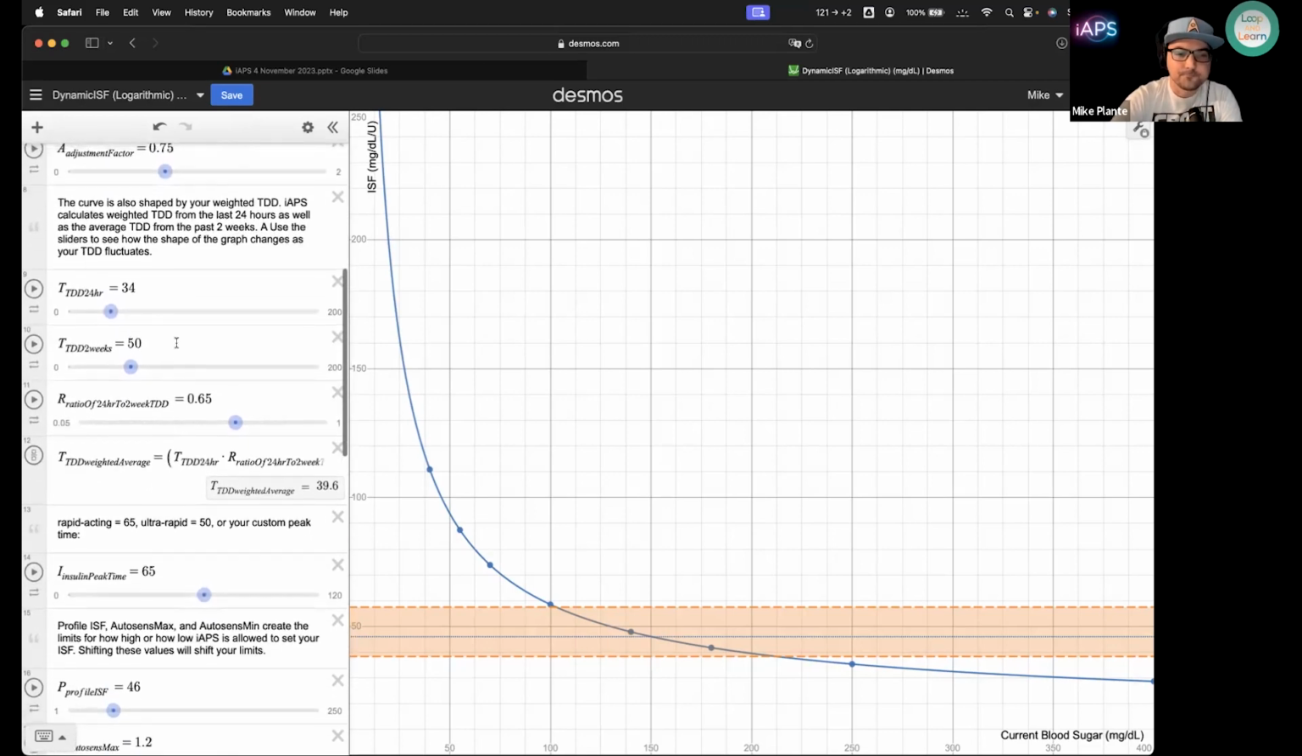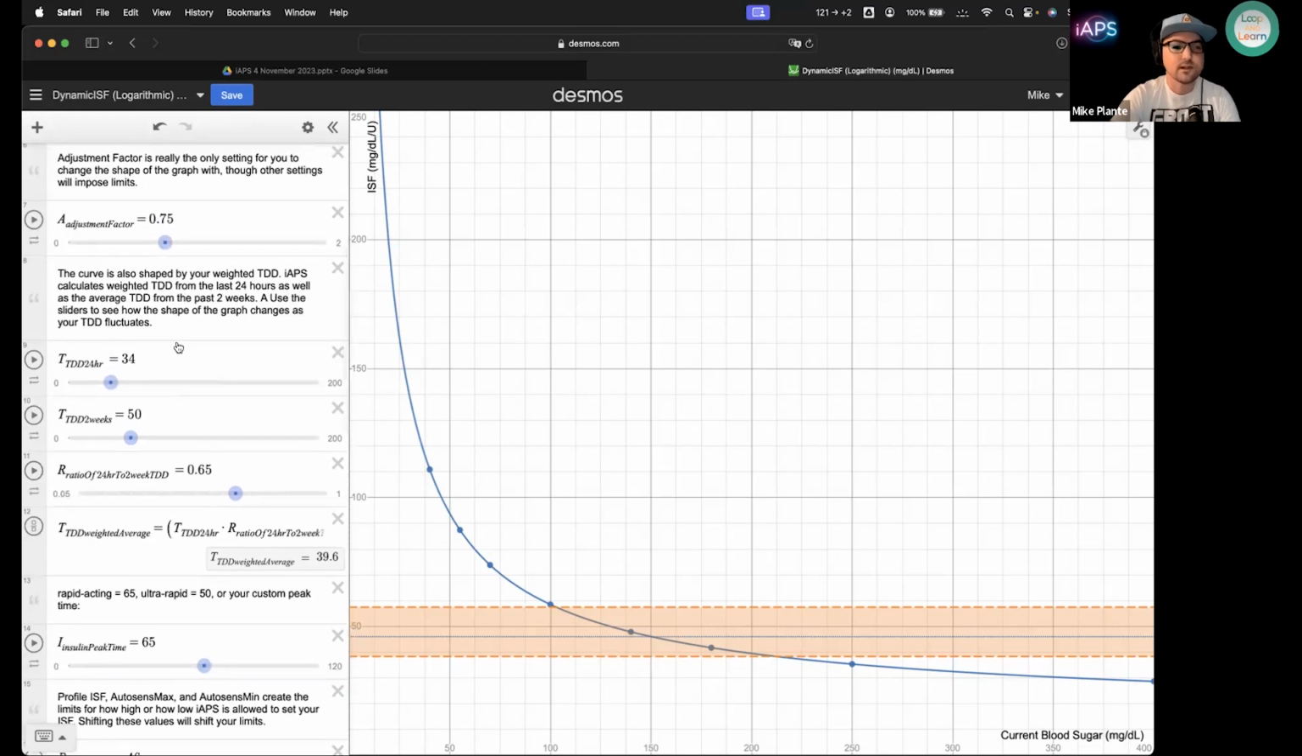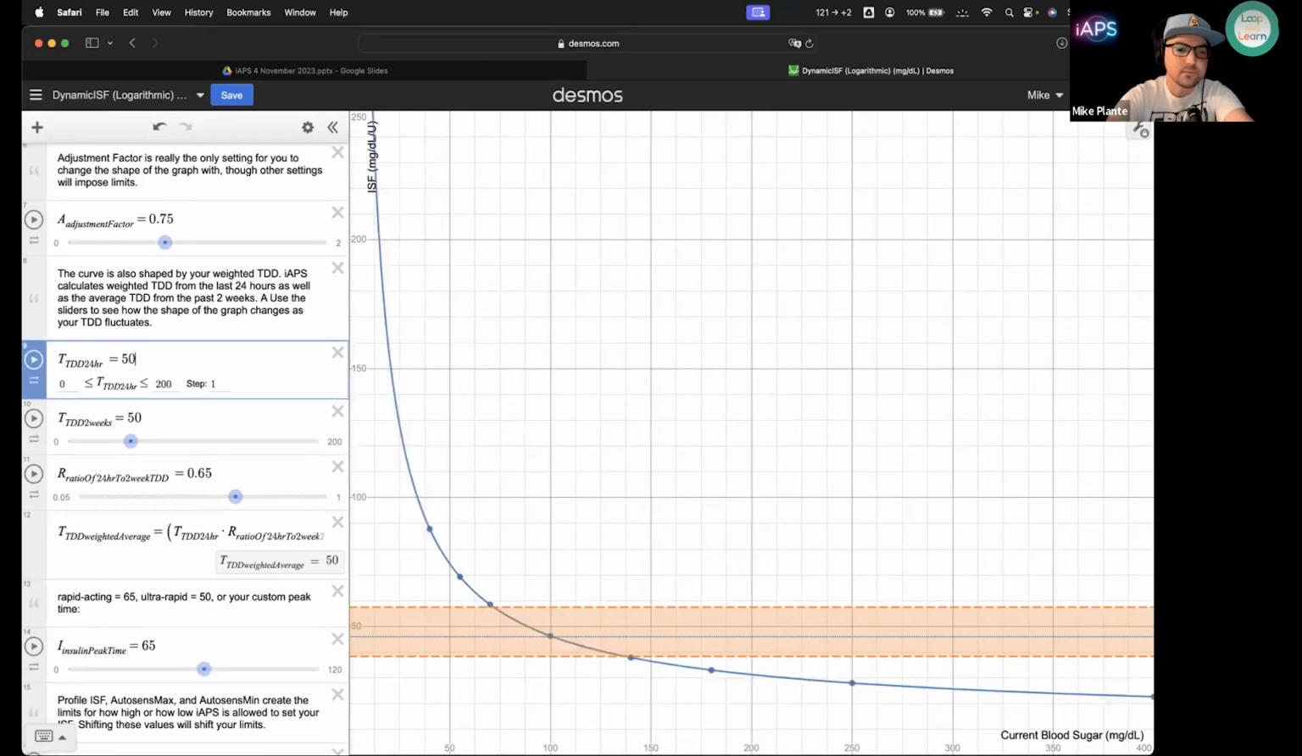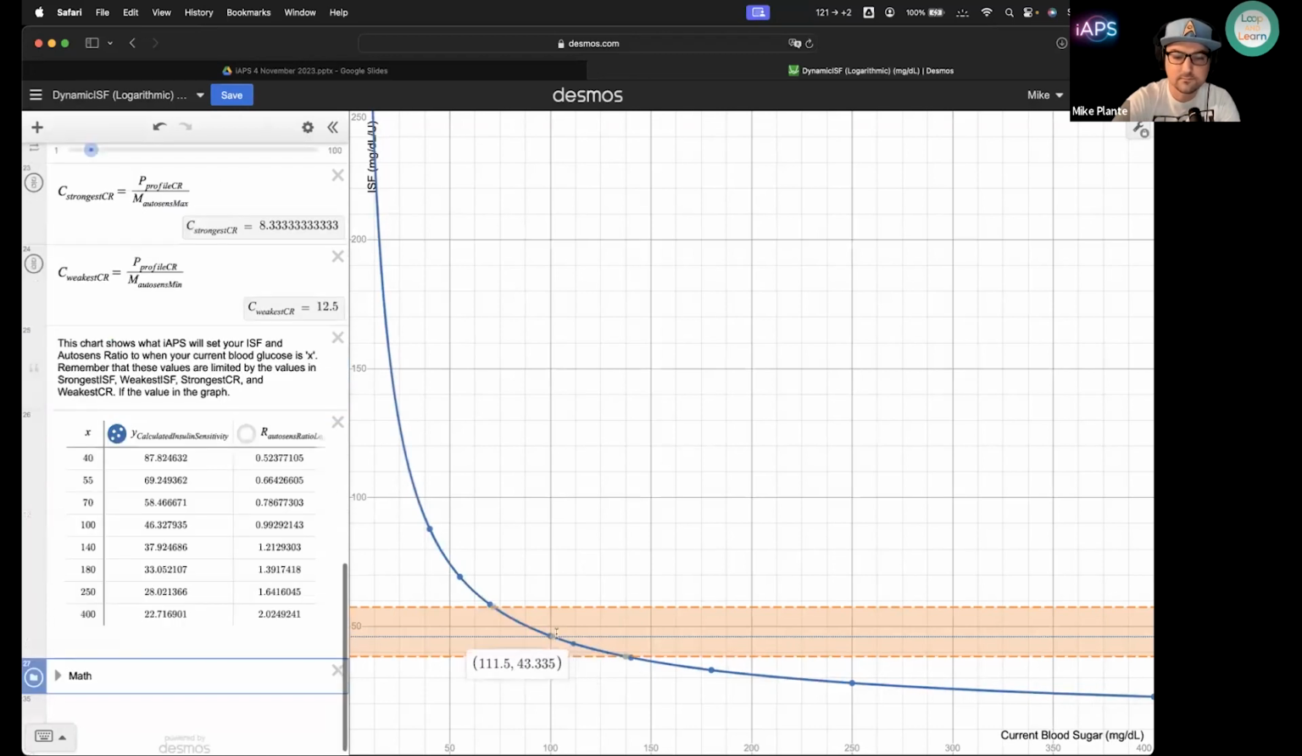Where was I? So on the left here, to figure out your settings, you would put in your total daily dose. So let's say it's 50 for you. So that's what the dynamic ISF is going to set your ISF to.